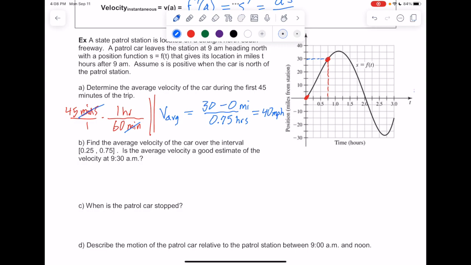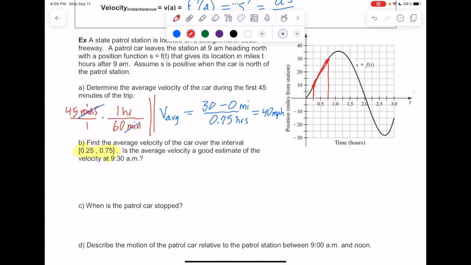All right, so let's go ahead and look at a different one. Now they want us to look at a different time interval. So I'm going to go ahead and erase what we did before, and we'll set up a new one for the new interval. So they want us to go from 1/4 of an hour to 0.75. So here's 1/4 of an hour right there, and 3/4 of an hour is where we were just a moment ago. And we want to find the slope of that secant line right there.